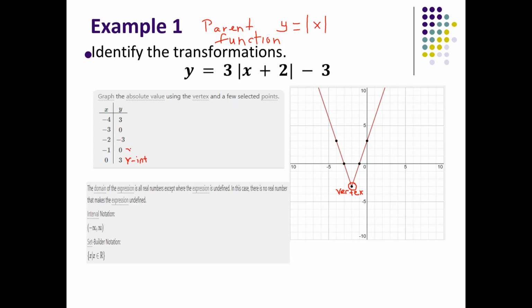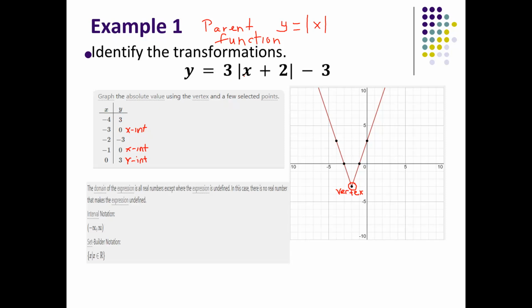And this is my x-intercept. This one is also my x-intercept. And those are plotted on the graph, on the x-axis. The y-intercept is plotted on the graph as well, on the y-axis. And then we found another point, -4, 3.